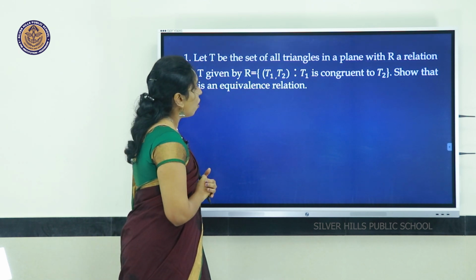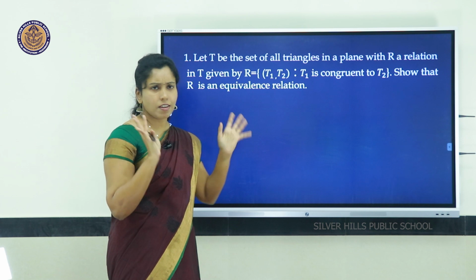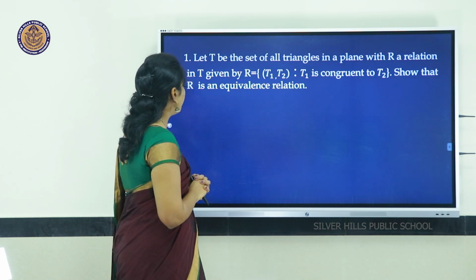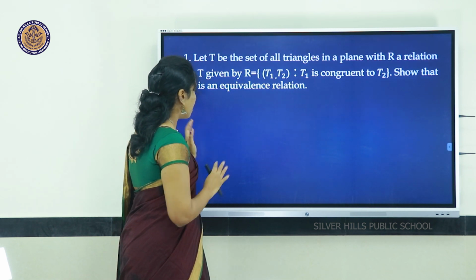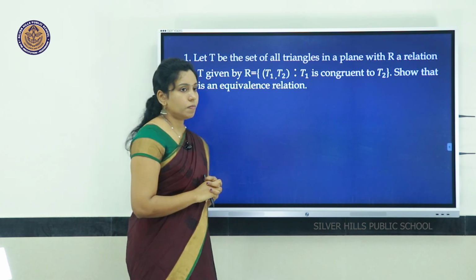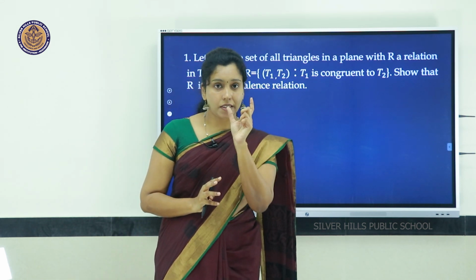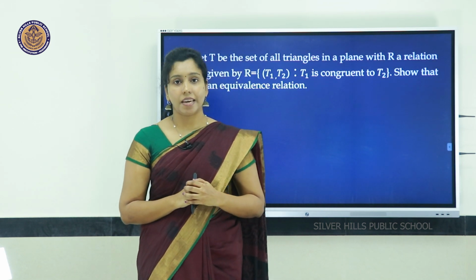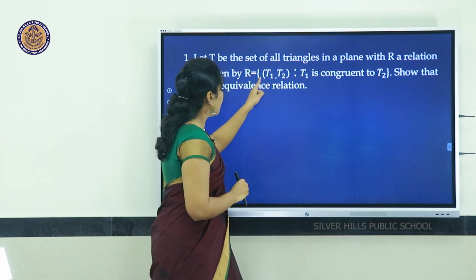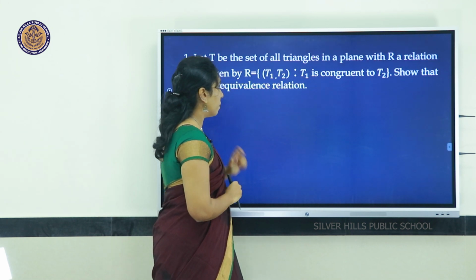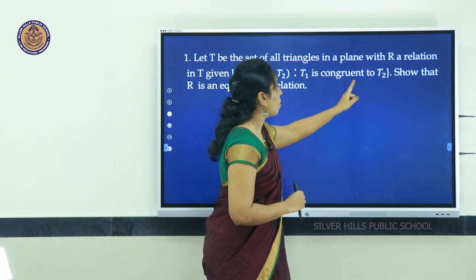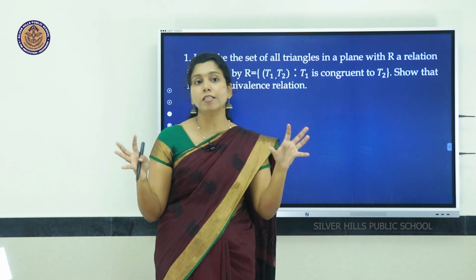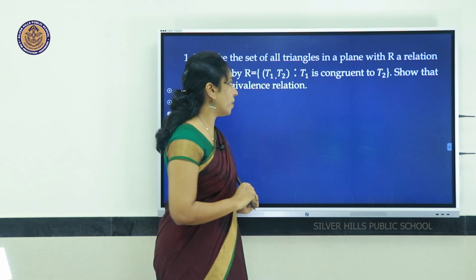Let T be the set of all triangles in a plane, with R a relation in the set of triangles given by T1, T2 belongs to R if T1 is congruent to T2. That is the relation. If you take any two triangles, those two triangles will be congruent.